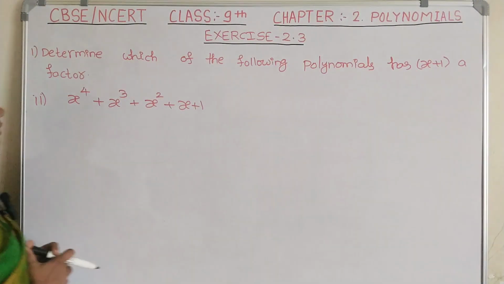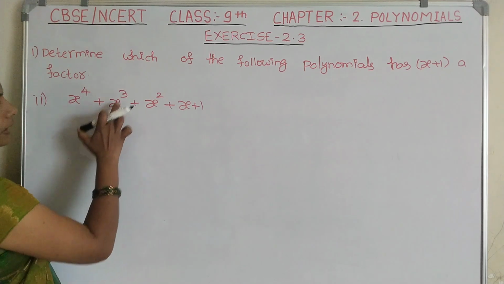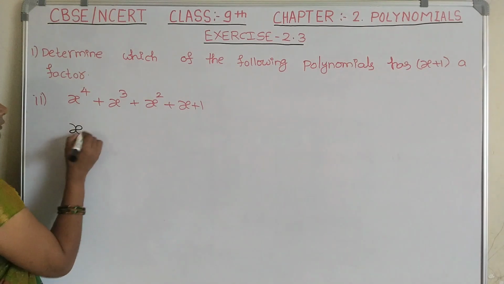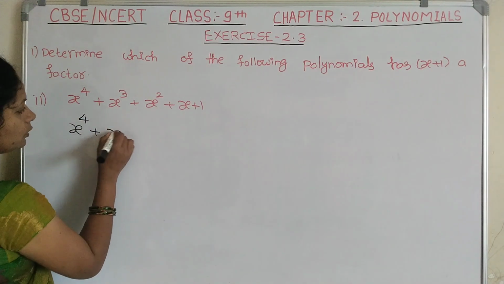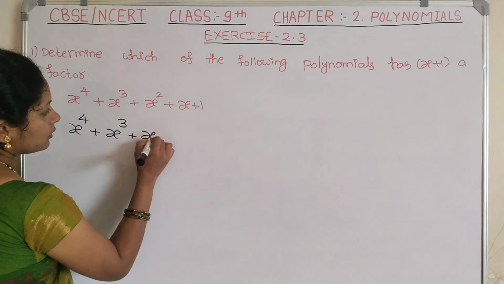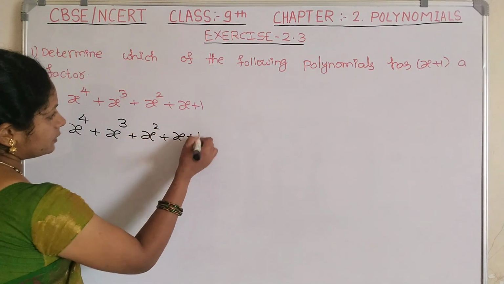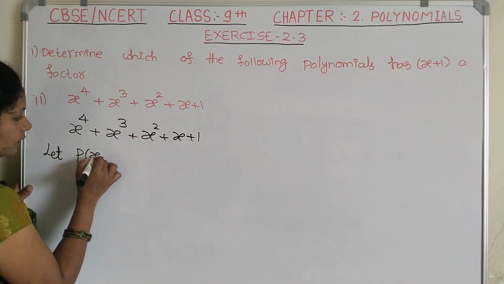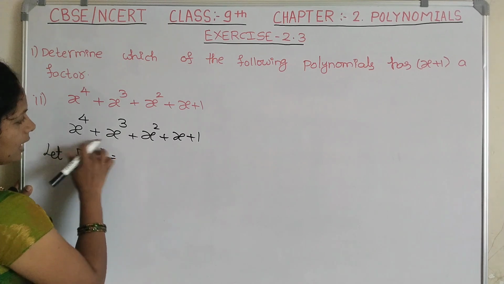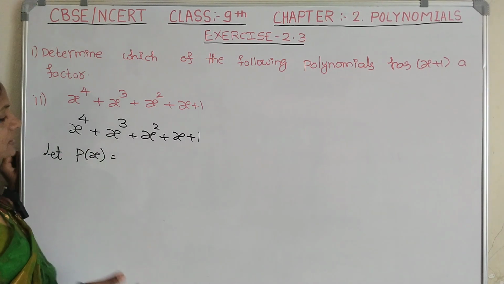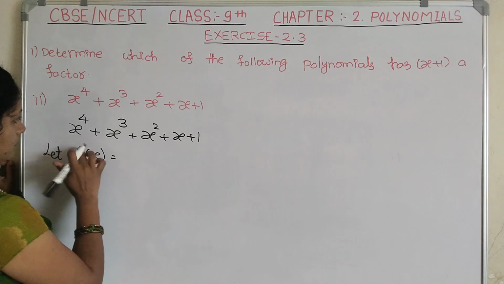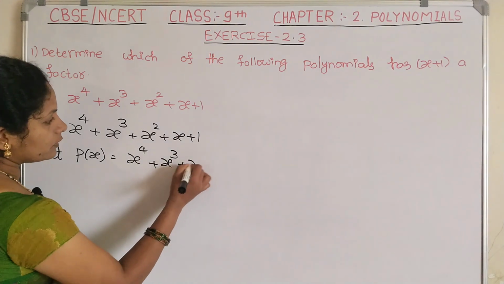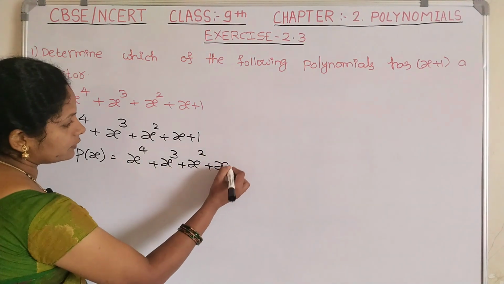The second bit is given as x to the power 4 plus x cube plus x square plus x plus 1. I will write what the polynomial is given to us. This is the given polynomial. First of all, let p of x be equal to, as our polynomial is in terms of x, that's why we are denoting p of x here. x power 4 plus x cube plus x square plus x plus 1.